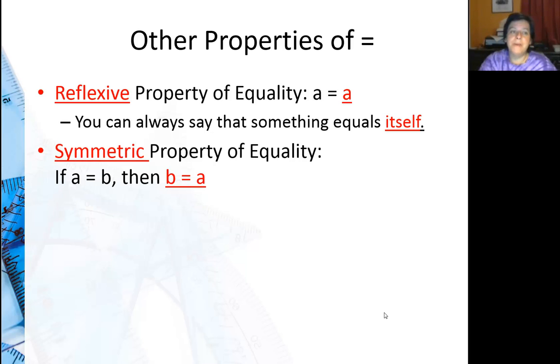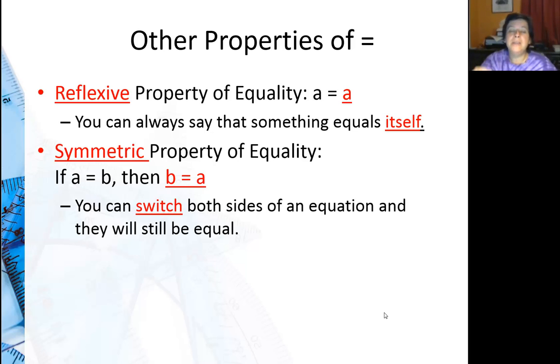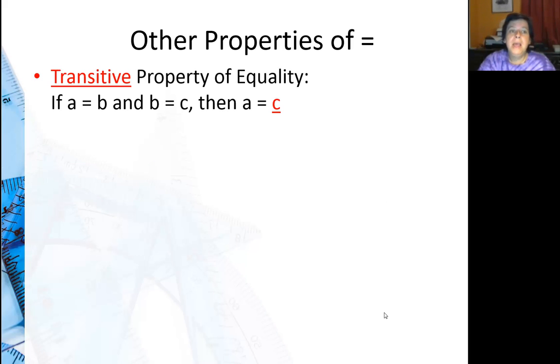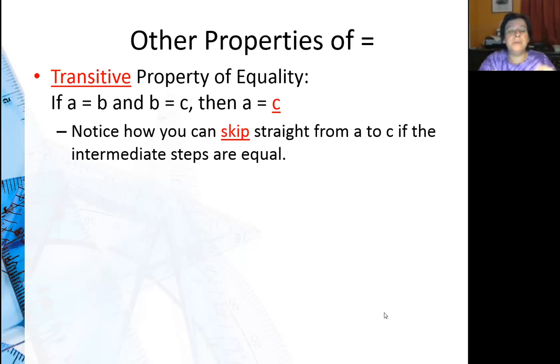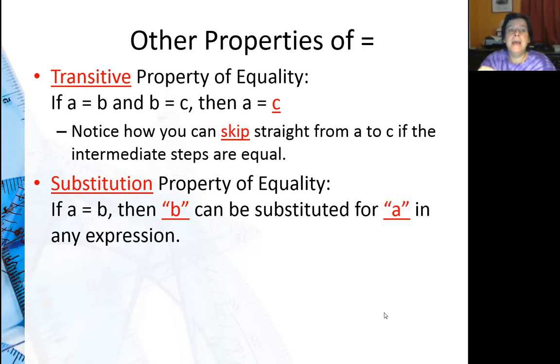The symmetric property of equality says if I write A equals B, then I'm allowed to write B equals A. And so you can switch two sides of an equation if it makes it easier to work out. The transitive property of equality says if A equals B and B equals C, then you can skip the middleman. You can skip straight from A to C and then just say A equals C. Substitution looks like it works a lot like a transitive property, and we actually use the substitution property a lot in proofs. We say if A equals B, then B can be substituted for A in any expression.